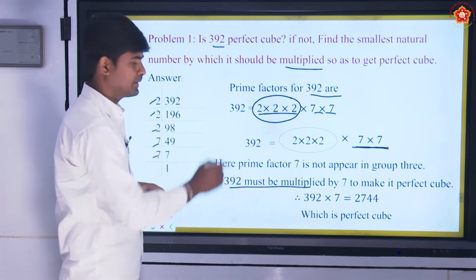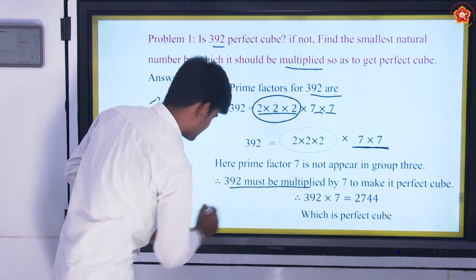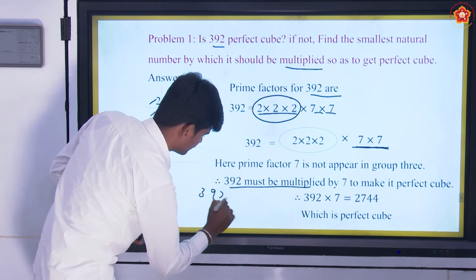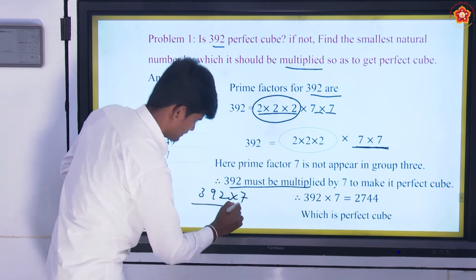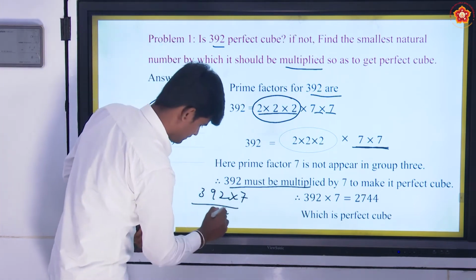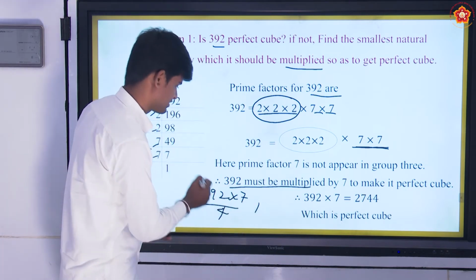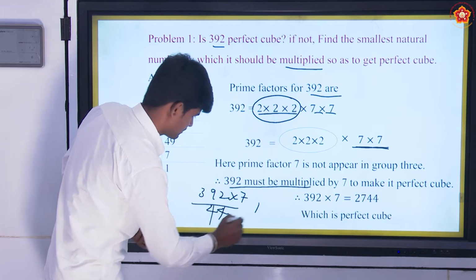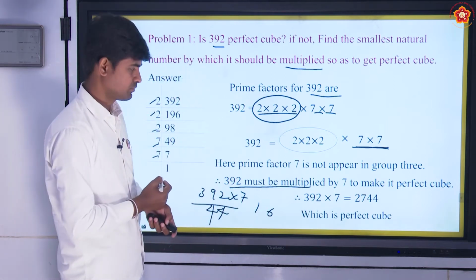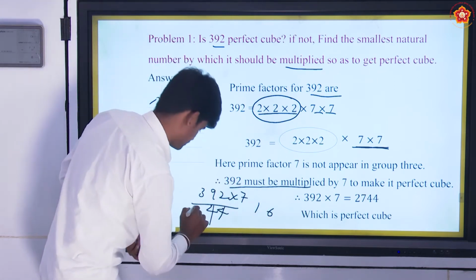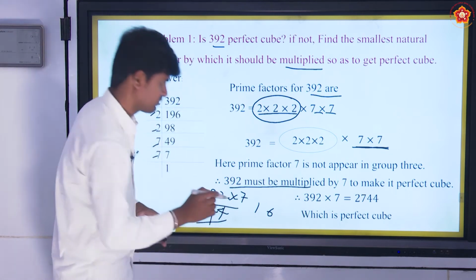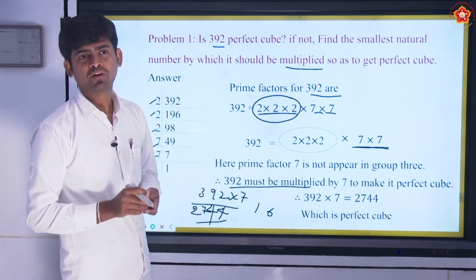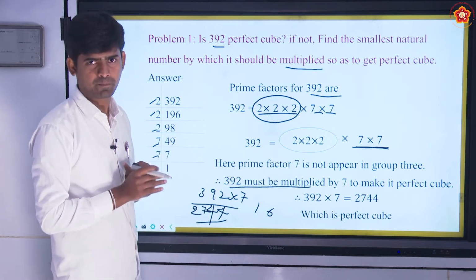So we multiply 392 into 7. 7 twos are 14, carry 1, 7 nines are 63, plus 1 is 64, carry 6, 7 threes are 21 plus 6 is 27. The result is 2744, which is a perfect cube.